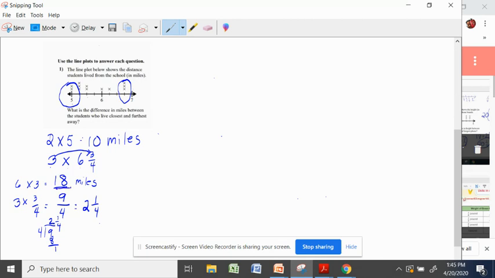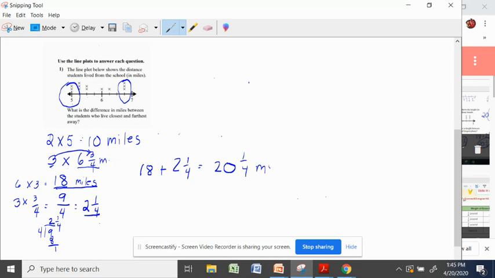So now I can add this so I can have my total number of miles. So here we go. My 18 plus 2 and 1/4. So my total number of miles is 20 and 1/4. So 3 kids, if I add all their miles together, would be 20 and 1/4 miles. Because remember, there are 3 kids that live 6 and 3/4 miles away from school.